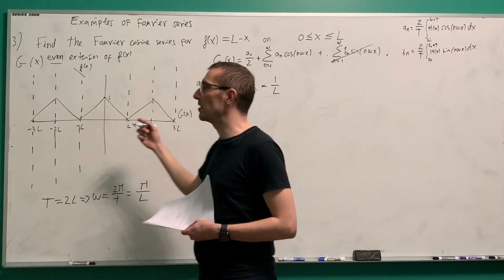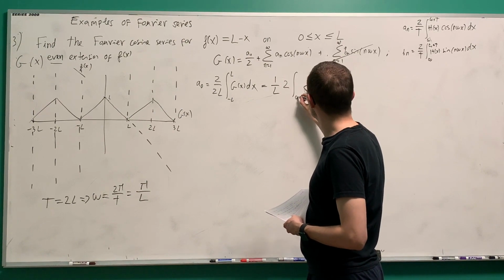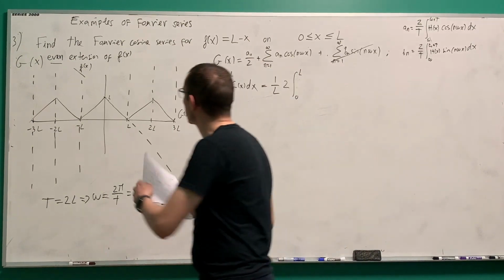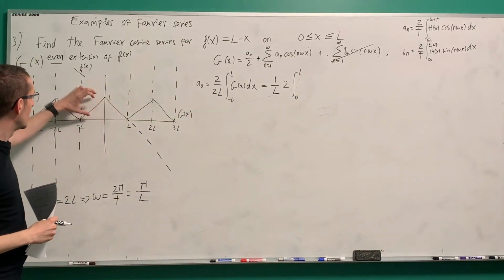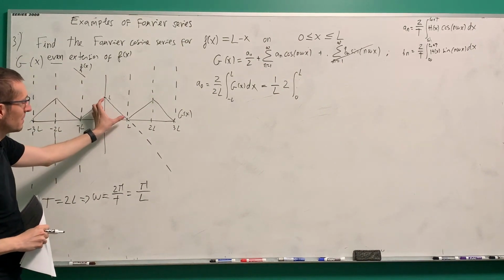This area is the same as this area. So I get that 2, this is equal to 2, 0 to L, and then instead of g of x, now I can write L minus x. You see, in here is not L minus x, all right? In here it is L minus x.